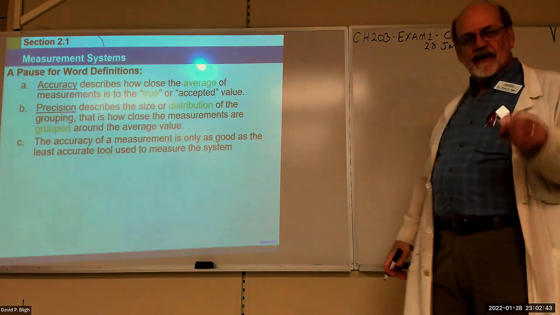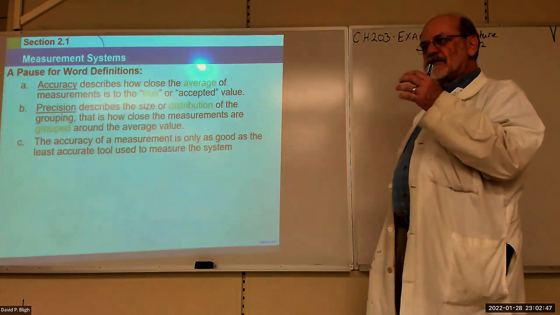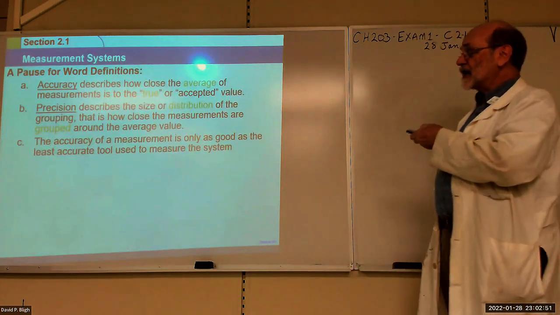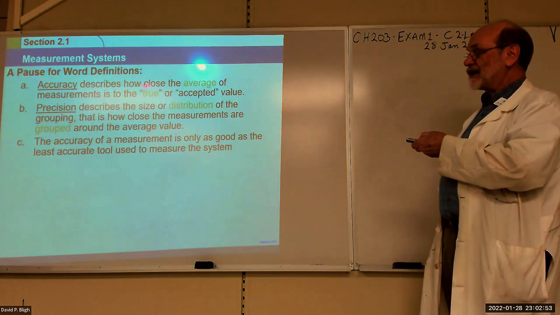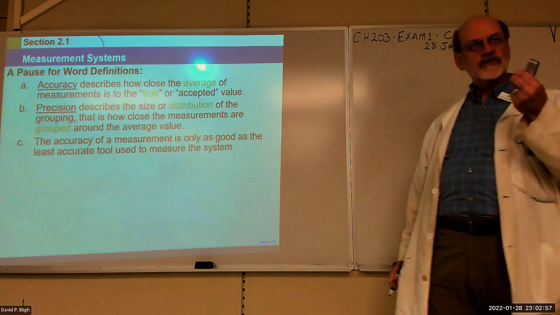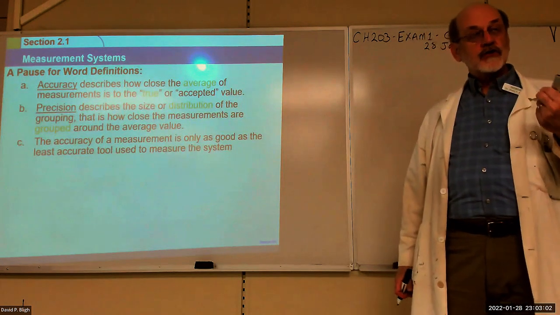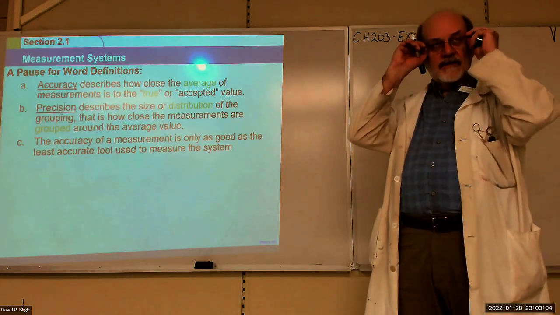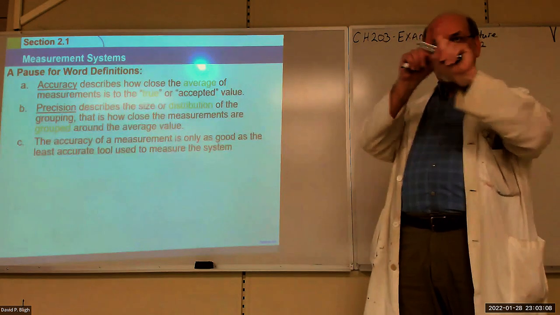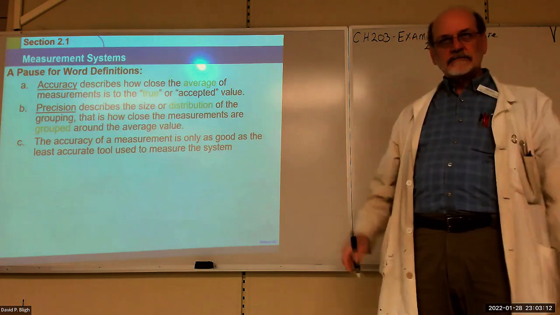Now, we're still on the topic of uncertainty, but there are two types of uncertainty. The first type of uncertainty is called accuracy. How close is your measurement to the true value? If you know what the true value should be, then you can take one measurement and say, it's accurate or it's not accurate. Is it close to it? Is it way far away from it?